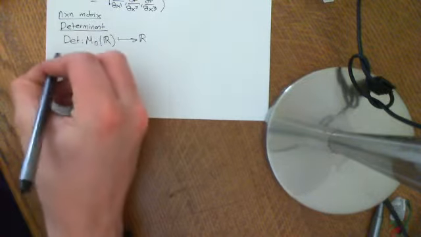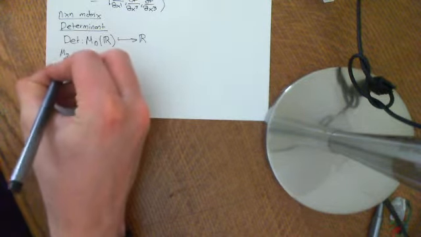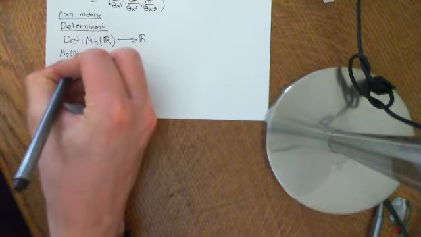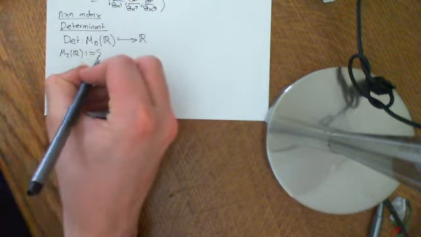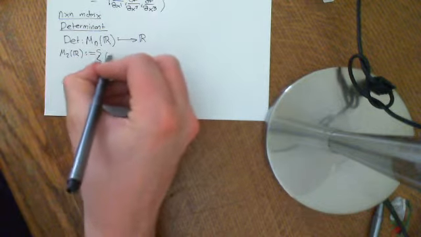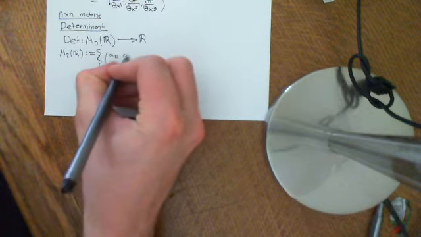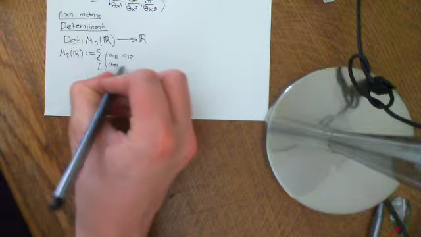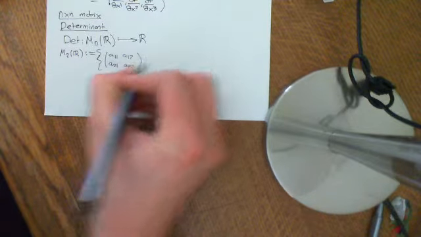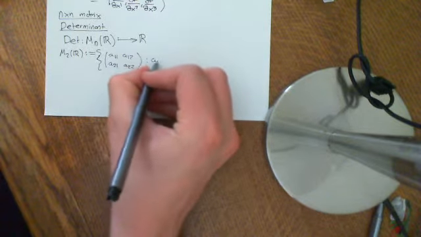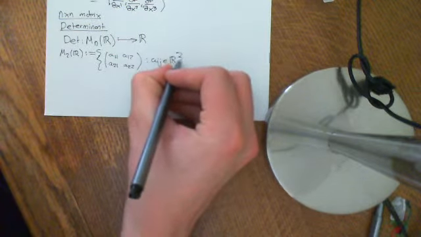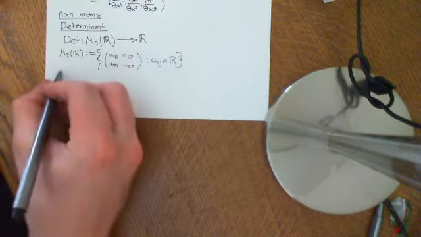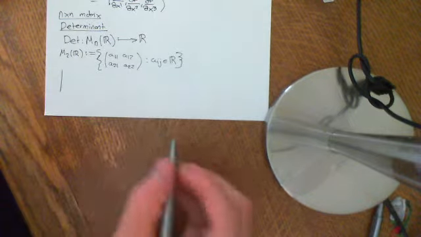Okay, so let's start with the ring of 2 by 2 matrices. That is all matrices of the form A11, A12, A21, A22, where the Aij are all elements of the real numbers. Okay, so if you want to take the determinant, there are many ways of denoting the determinant.